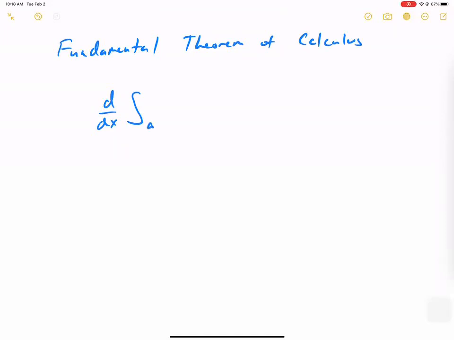The derivative of the integral from some value a to x of f of t dt. So we're changing this letter. This is a t here, okay? Be aware of that. This is equal to f of x. Okay, fundamental theorem of calculus. Looks super confusing, looks a little annoying.